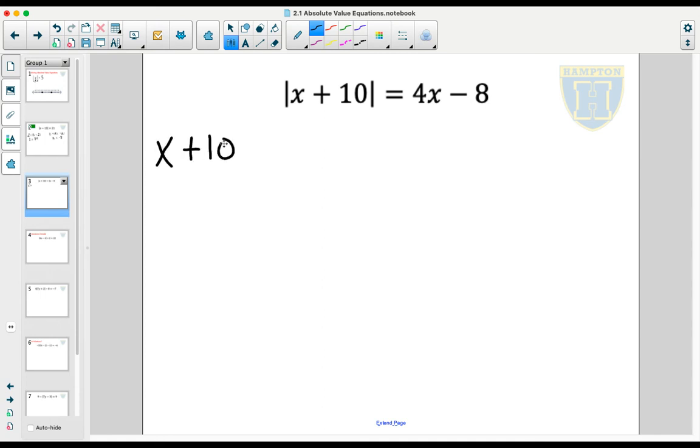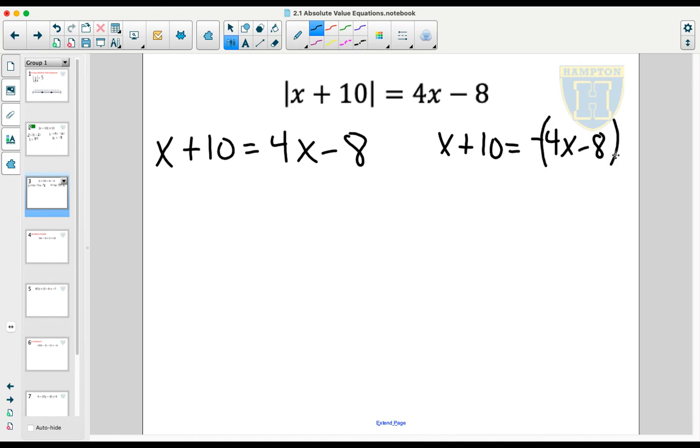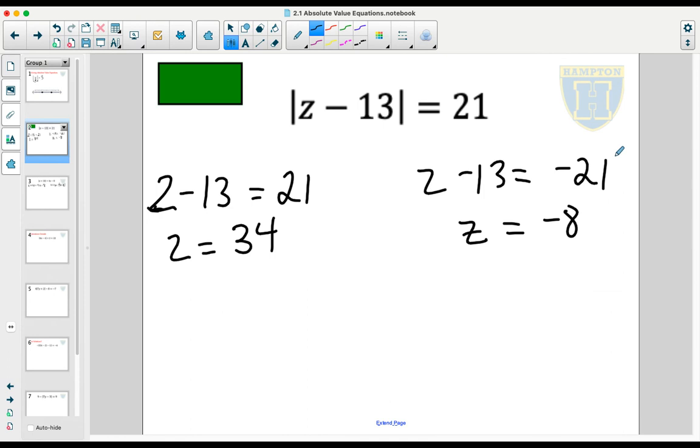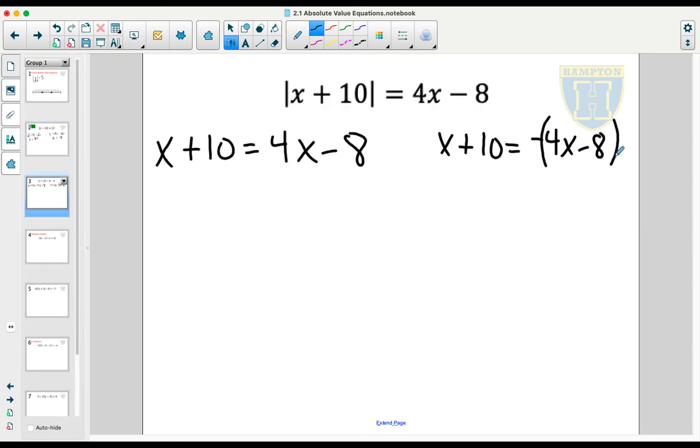X plus 10 could equal 4x minus 8, or x plus 10 could equal negative, or the opposite of, 4x minus 8. Just like with our first example, we had two ways to get there, 3 and negative 3. And in this example, we had two ways to get there, 21 and negative 21. Here we're going to have the same situation. We'll have 4x minus 8 and negative, or the opposite of, 4x minus 8.